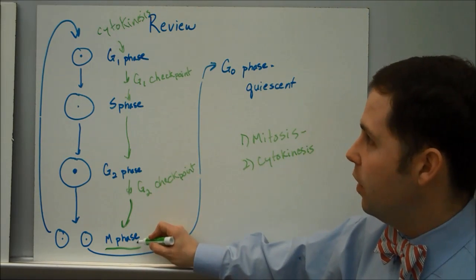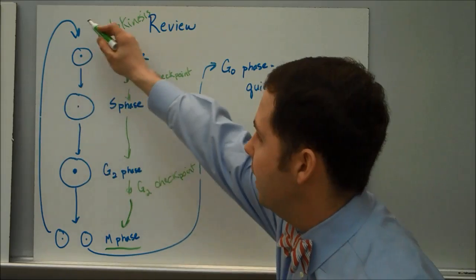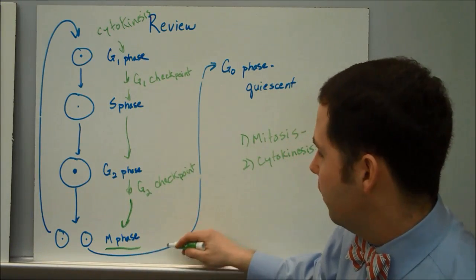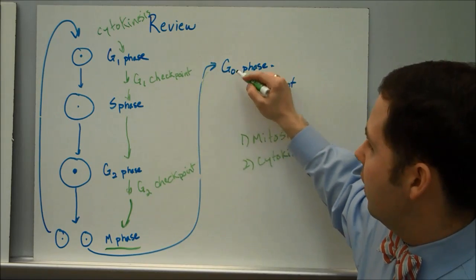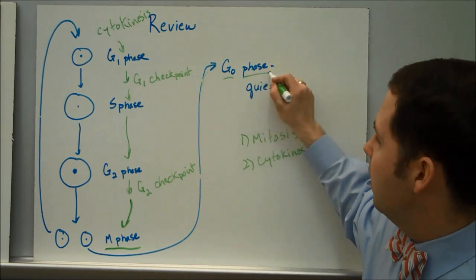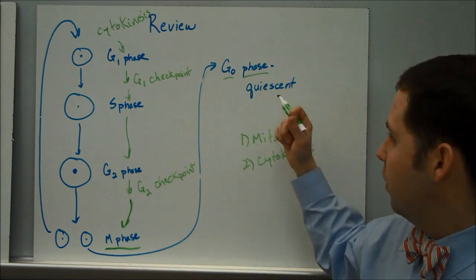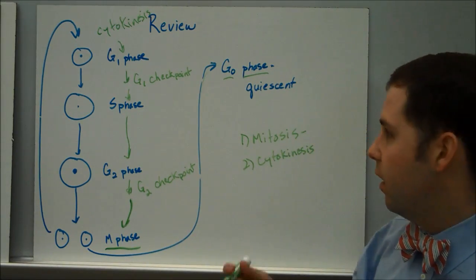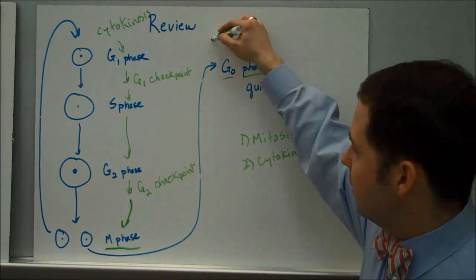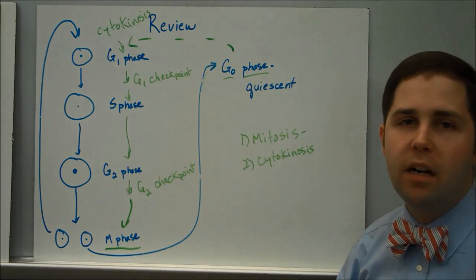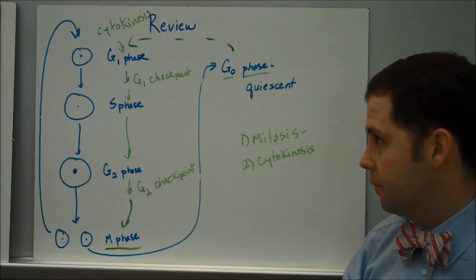Now, once the cell is done with the M phase, it's going to go back again and start over this cell cycle. However, it does have the option, as you remember, of leaving the cell cycle and going to the G0 phase. And in the G0 phase, the cell is said to be quiescent. And it's going to sit here and not grow any longer. However, in some cases, it can re-enter the cell cycle from the G0 phase. And we talked about some of those specific circumstances.